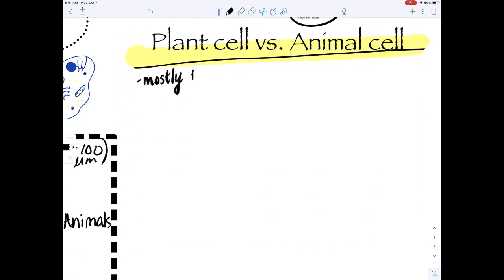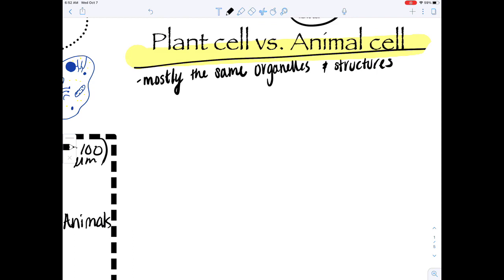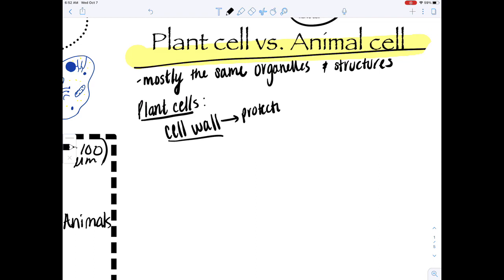Now let's look at our plant cells versus animal cells. Now we do know that mostly we're going to have the same organelles and structures. However, there are certain components that we see only in plant cells and not in our animal cells. So for example, cell walls, which are your protective outer covering that's made out of cellulose, is in plant cells, and we don't see cell walls in animal cells.